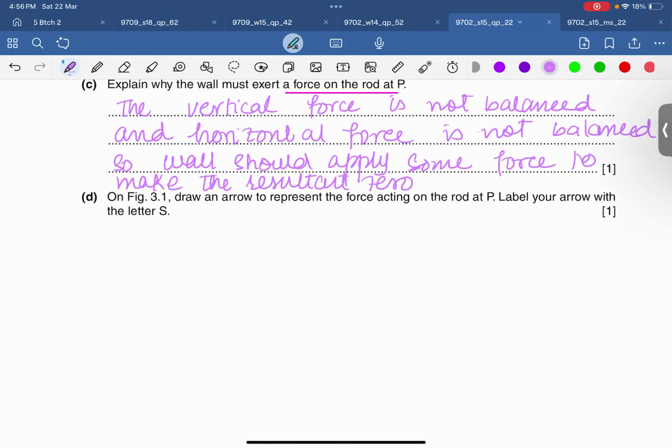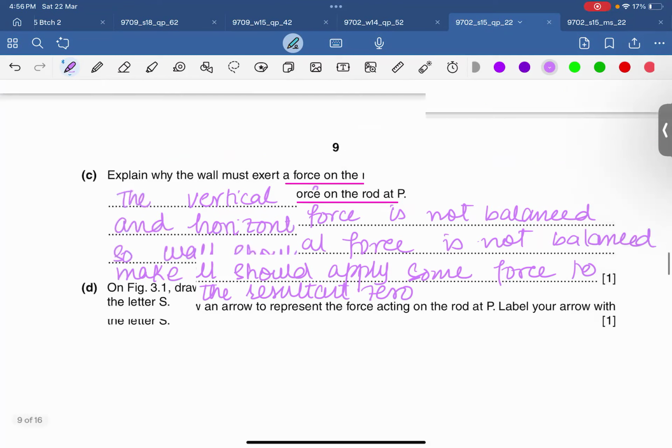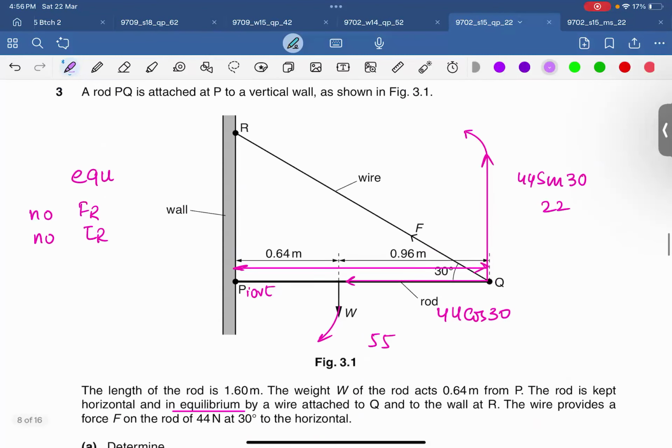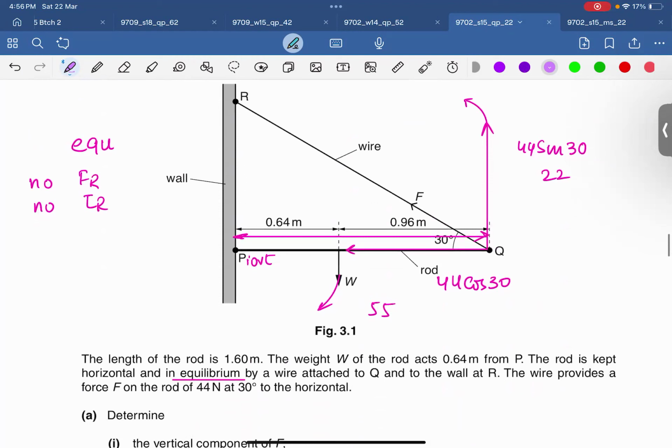Draw an arrow to represent the force acting on the rod at P. Label your arrow with the letter S. Action at P. So अच्छा जी, सही हो गया, क्या करोगे? I'll make an arrow going above, like making it go up. Like this?